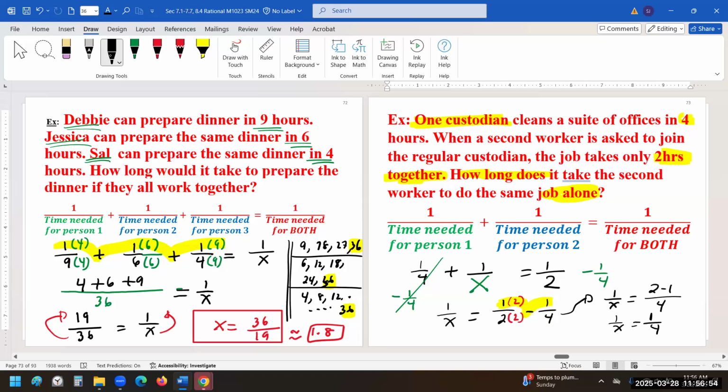What is x then? 4. So you flip both sides and you get x equals 4. The second custodian is 4 hours. The first custodian, really? They both need the same time. The first one is 4 hours, second one also needs 4 hours. But if you put them together, it suddenly becomes 2 hours. So you say 2 hours.